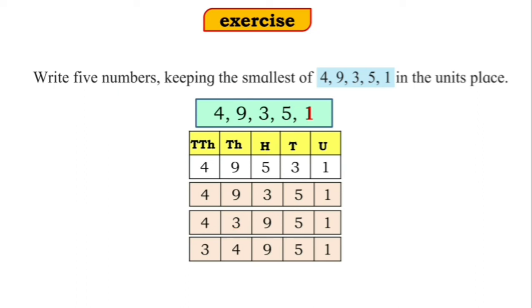34,951. Now let us interchange thousands and hundreds place. So the new number will be 39,451, that is 39,451.